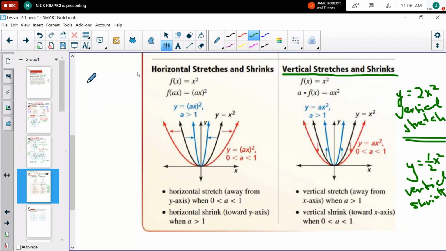Let's say I have, I don't know, y equals (2x) squared. Okay? So now this is horizontal because I'm not putting the 2 on the outside like I did before. This 2 is multiplying the x. Okay? So what does this 2 do? Well, 2 is a number bigger than 1, right? 2 is bigger than 1. So I'm going to get a horizontal shrink. This is going to be a horizontal shrink.